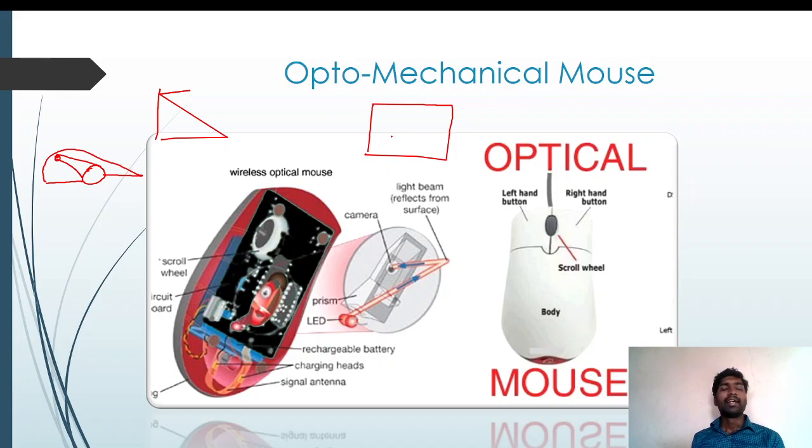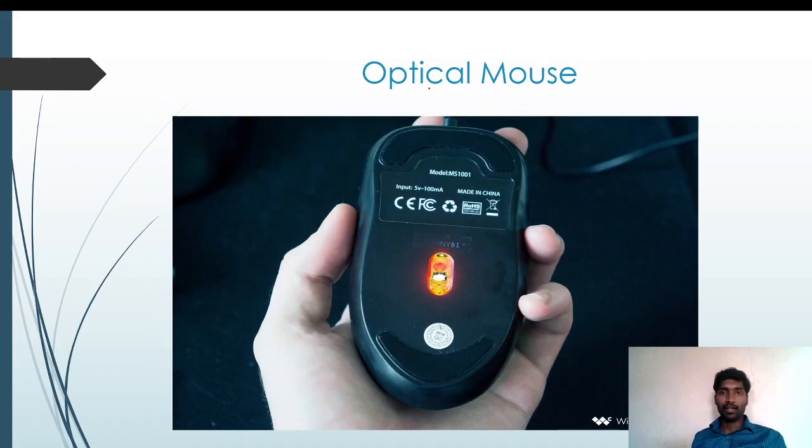Again I am saying, in a mechanical mouse there will be just a ball and a wall on four sides. But here in the optomechanical mouse there will be a light sensor, and this light sensor will be on the ball. So based on this ball rotation, the sensor will recognize it. Based on that ball movement, in our monitor the mouse will change its direction. It will move.